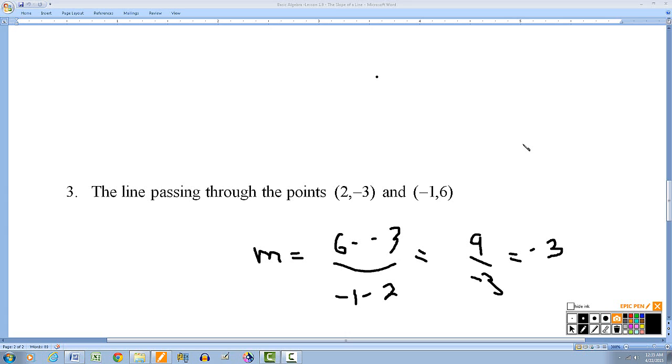Like I said, in the next video, we'll look at finding the equation of a line given some information.